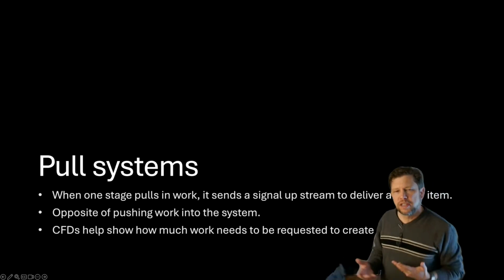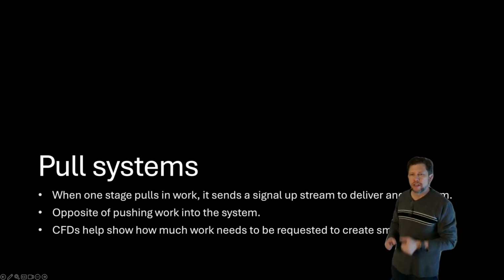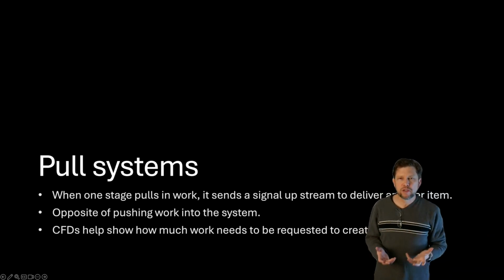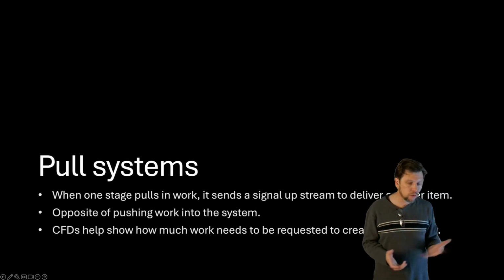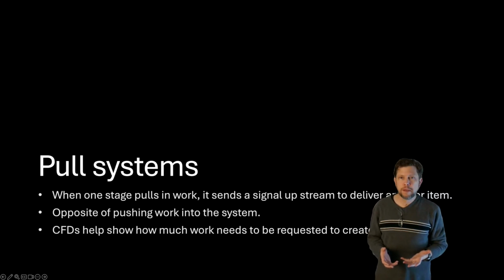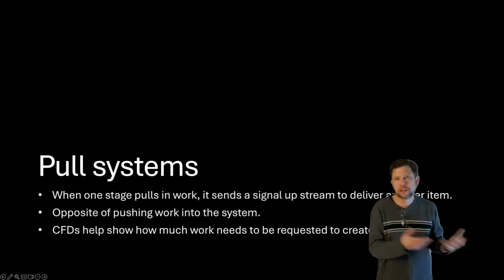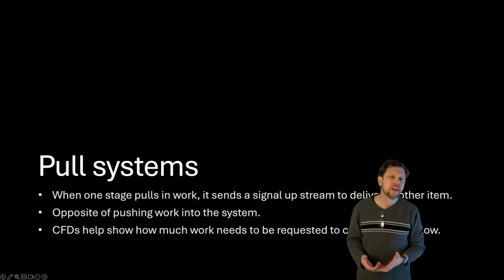So with a pull system, when one stage pulls in work, it sends a signal upstream to deliver another. So in that case, if dev work is working on something and they know they've got something to work on next, you wouldn't be getting people to do other BDD scenarios. You wouldn't be asking for them to work on that. You'd probably get them to come help you deliver the dev work.